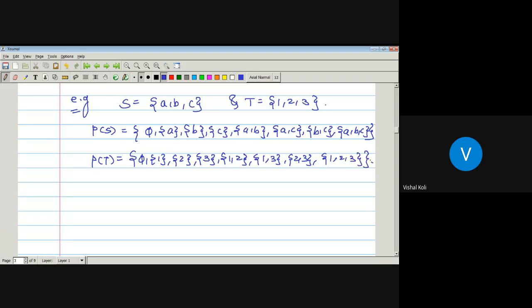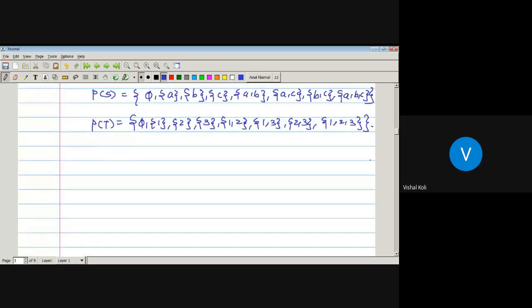Okay, so these are the 2 sets. Now let us define a function f from S to T. Sorry, I think here we have to define the function from the power set of S to the power set of T. Let f be a function from the power set of S to the power set of T. Now what is f of phi, which can be taken as phi?